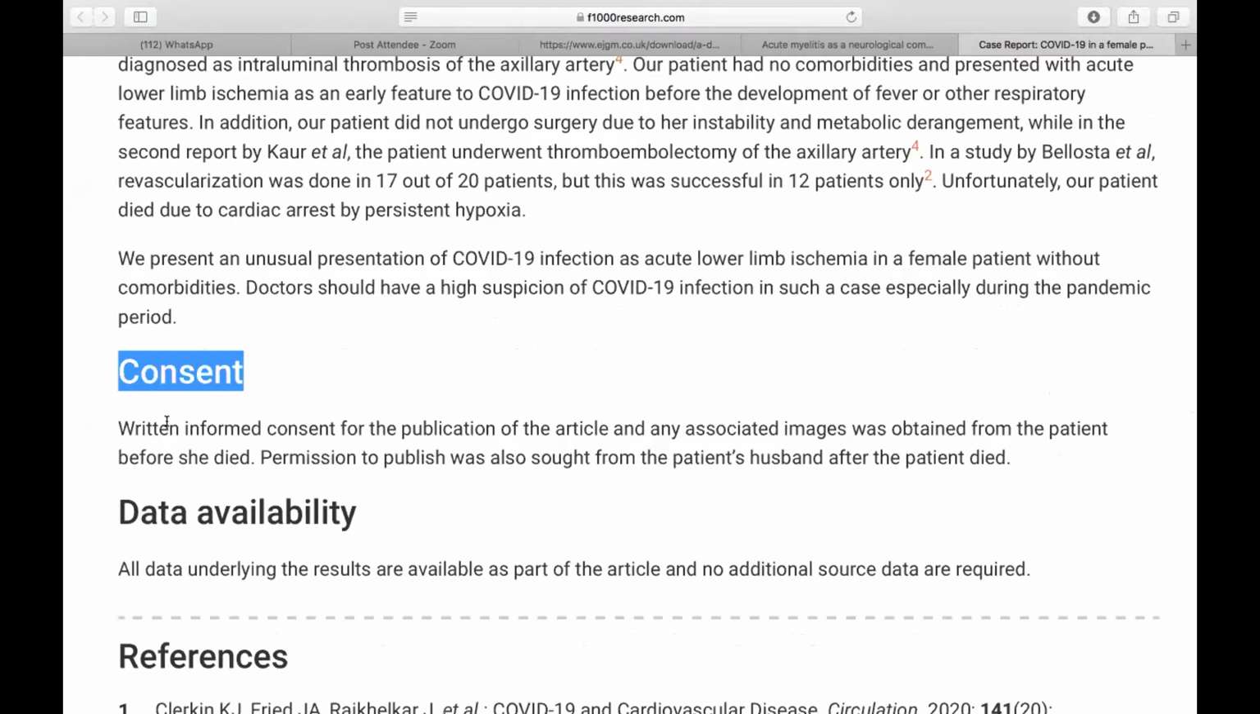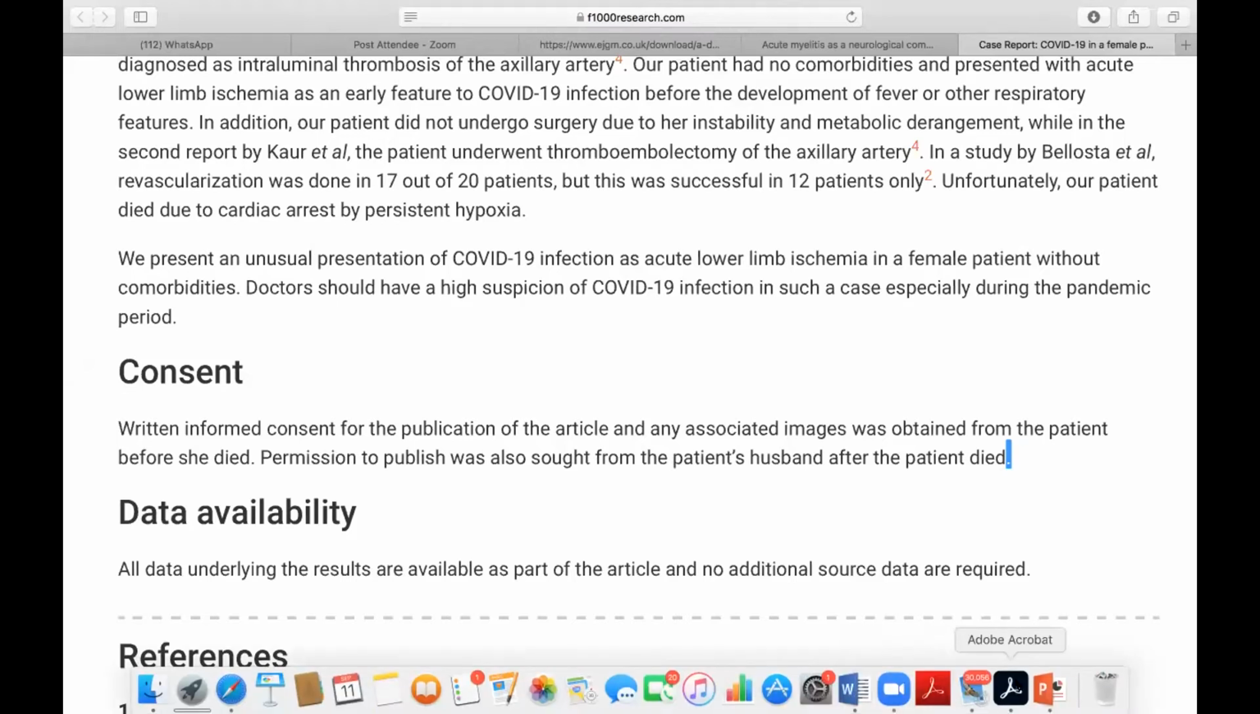لاحظوا كيف they establish the consent، what they said في الكيس ريبورت: written informed consent for publication of the article and any associated image was obtained from the patient before he died. للأسف المريضة هذه ماتت من complication تبع كوفيد. Permission to publish was also sought from the patient husband after the patient died. This is very important في الكيس ريبورت. وتلاقون غالبية البيبرز لما ننشر الكيس ريبورت يركزون كثير على الكونسنت فورم، وفي لها description محددة وكرايتيريا محددة لازم يعني to include it inside these concepts. تمام؟ طيب نروح للي بعده.